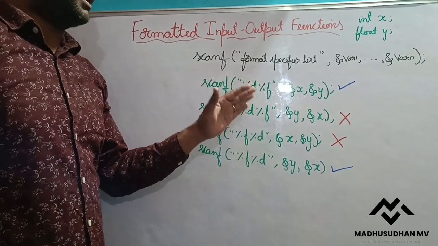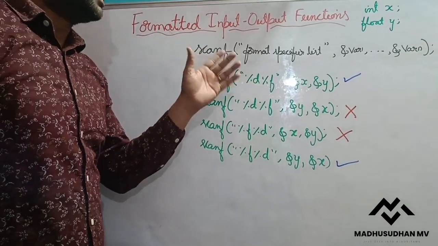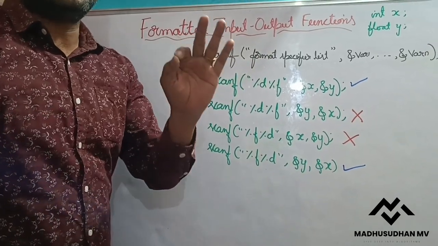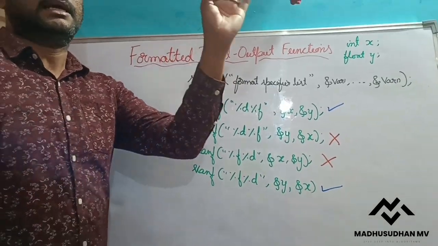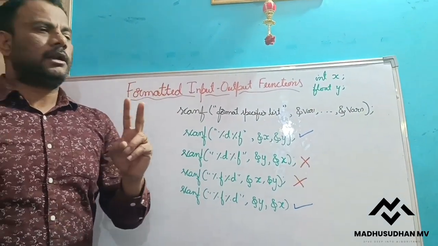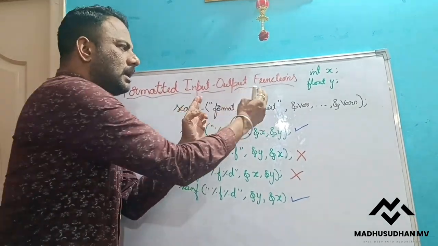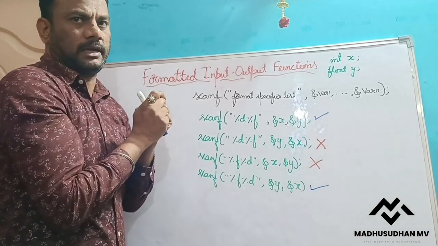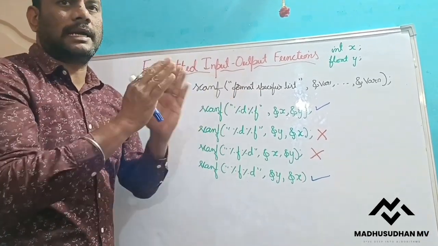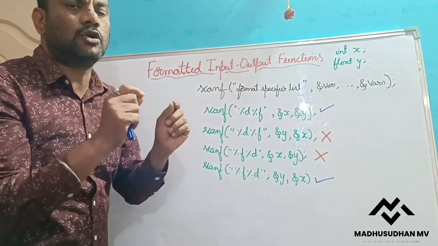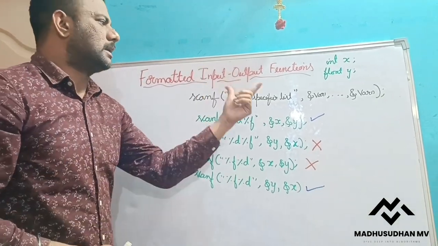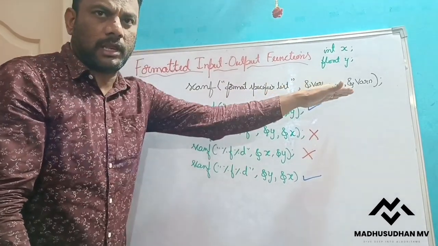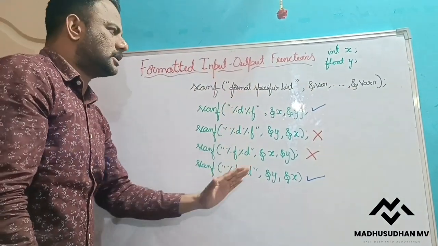So I hope you understood scanf. Summary: scanf is used to read the input values for the variables at runtime. Second point, within the double quotes of scanf, we should write only the format specifier list. Other than that, we should not write anything, not even a space or a comma. Then it is followed by the list of variables with the ampersand. This is scanf.